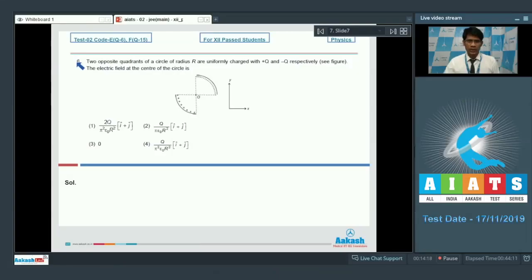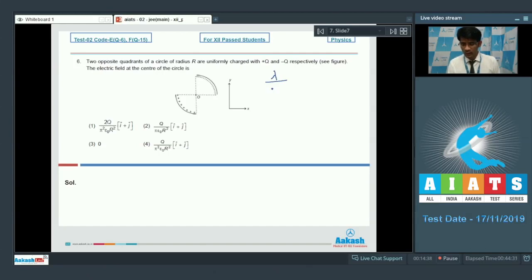In question number 6, two opposite quadrants of a circle of radius r are uniformly charged with charge plus q on one side and minus q on the other side, respectively, as shown in the figure. The electric field at the center of the circle is? We must remember the total field contribution by a quarter of the circle.